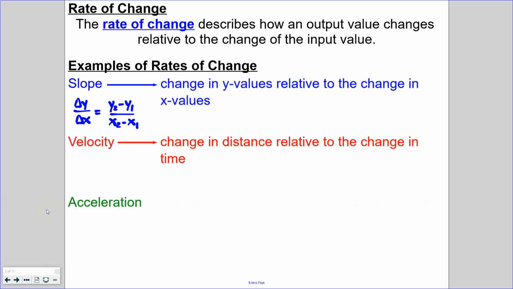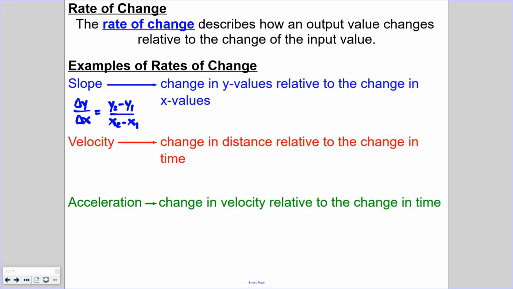And then our last example is acceleration, and acceleration is a little bit more difficult of a concept to understand as far as rates of change, because acceleration is the change in velocity relative to the change in time. And that's where things could get a little bit confusing, because, well, isn't velocity a rate of change? So then acceleration is just the rate of change of the rate of change, and that's exactly right. Acceleration is measuring how fast the rate of change is changing with respect to a specific time.